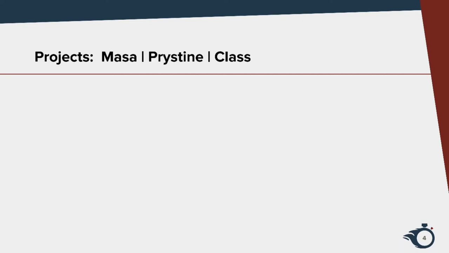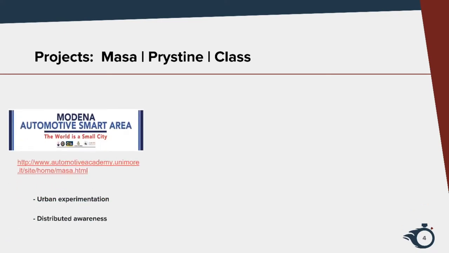Let's see our projects: Masa, Pristine and Class. Masa is the Modena Automotive Smart Area. It is a pilot research project developed through a public-private partnership aiming at the development of smart mobility and autonomous driving. Masa was born in Modena, in the heart of the Motor Valley. So research and testing activity concern interaction between vehicles, interaction between vehicles and in-motion obstacles, and interaction between vehicle and the city with different protocols.